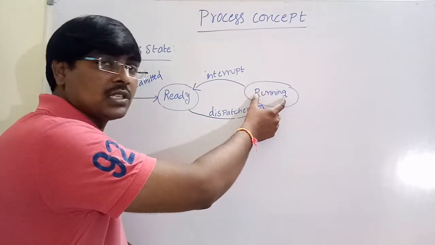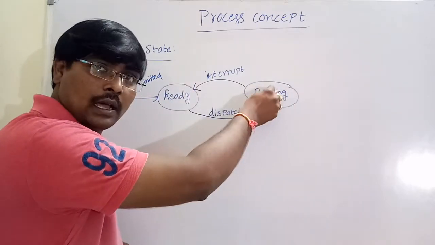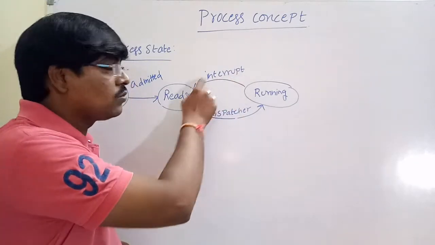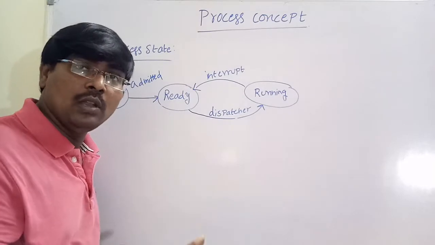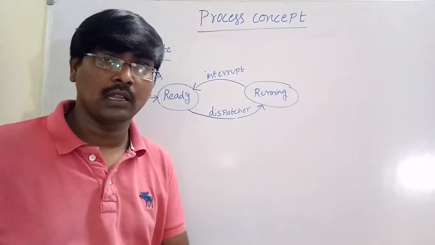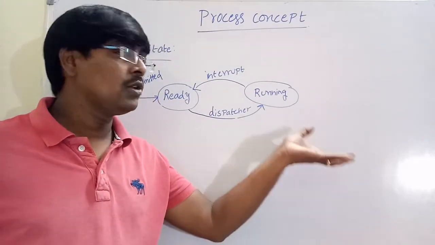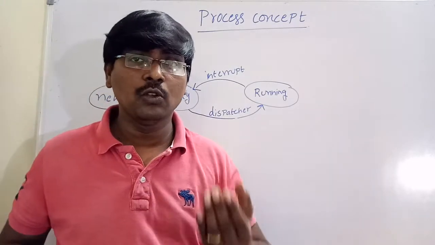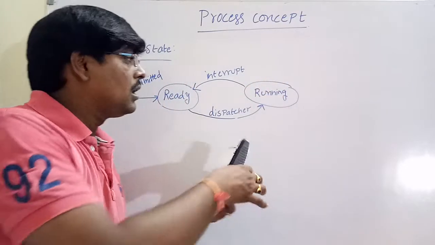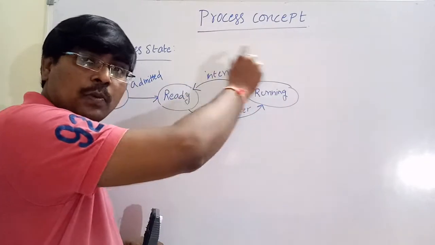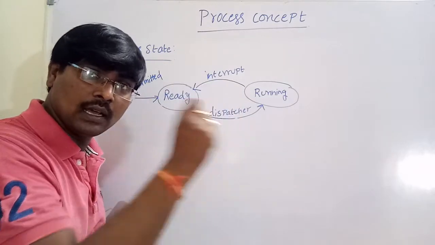The already running process is moved to the ready state and the CPU is given to the high priority process, that is, the interrupt. Whenever an interrupt occurs, it means a high priority process. Not only high priority, it depends on the scheduling algorithm. For example, if you are using shortest remaining time first, whenever a new process comes and its burst time is low compared to the already running process, then the running process moves to the ready state and the new process enters the running state. Okay, no problem, we will discuss all scheduling algorithms.